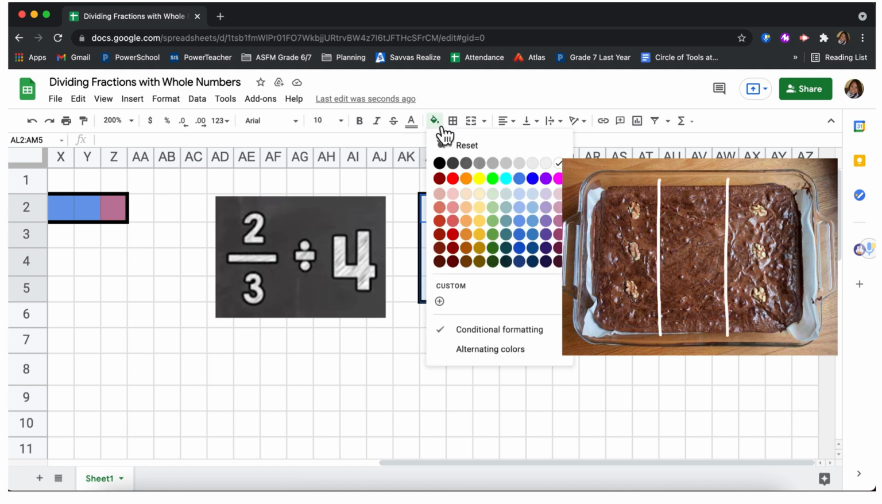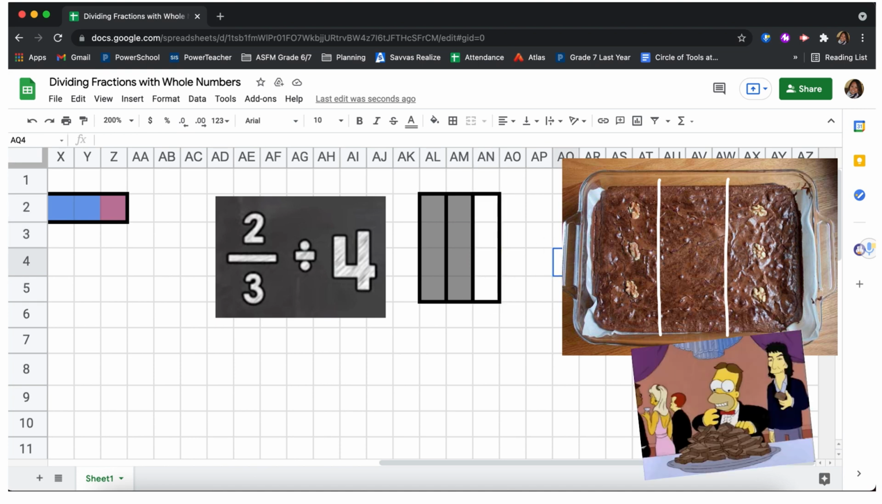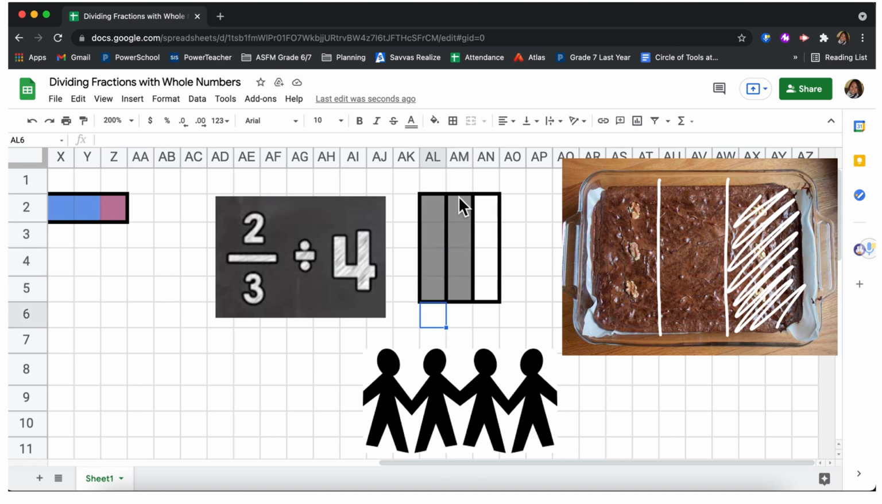So I'm going to color this in with a gray. So let's say these are my brownies and the gray section is 2/3. And the white section, let's just say we've already eaten it. It's gone. So this is the amount of brownies we have. And we want to share what we have left of our brownies with ourselves and 3 other friends. So we want to figure out how many pieces of brownies we're going to get.